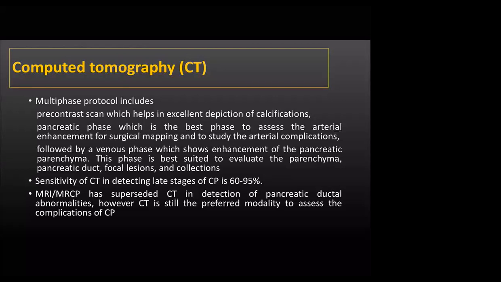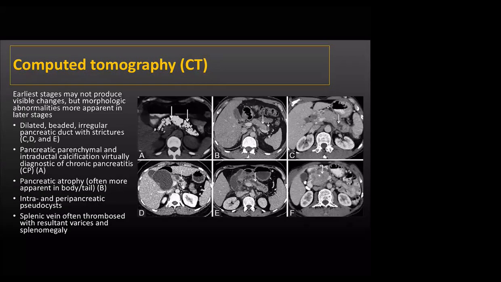The sensitivity of CT in detecting the late stage of chronic pancreatitis is 60 to 95%. The early stages may not produce visible changes, but morphological abnormalities are more apparent in the late stage. عادة ما نشوف إنه dilated, beaded, irregular pancreatic duct with stricture مثل ما نشوف هنا بالصورة C, D, and E.